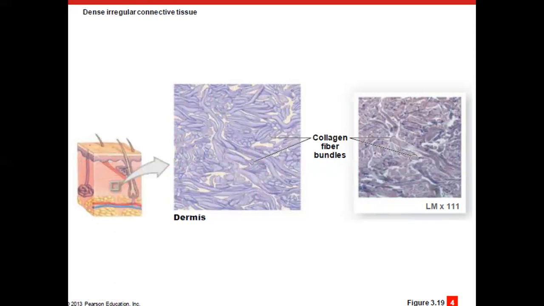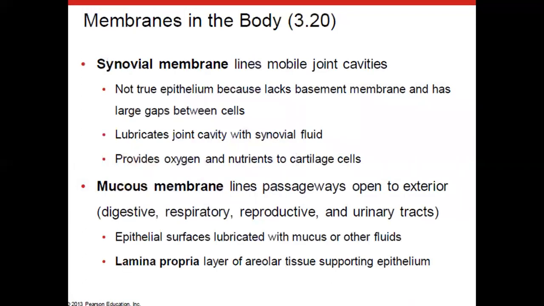And then dense irregular connective tissue can be found in the dermis of the skin, the deeper layer of the dermis. Look at these fibers. These are collagen fibers, but they're running in a bunch of different directions. So if you put force on this tissue, it can resist that force in any which direction, because the collagen fibers are laid out in such a different manner in this network.